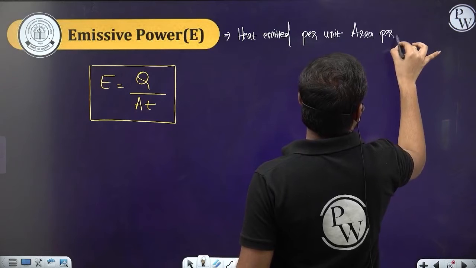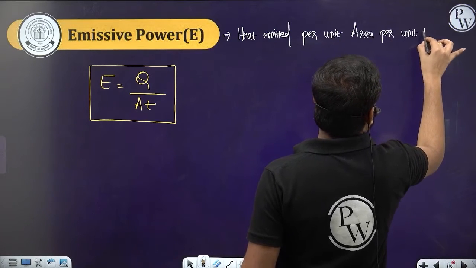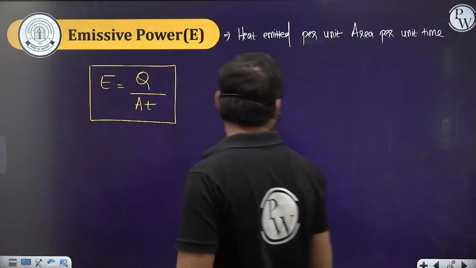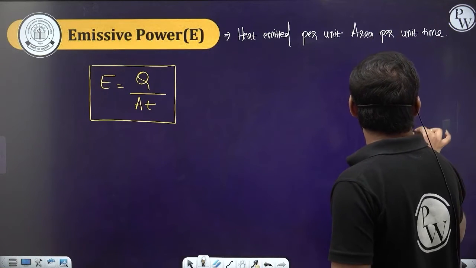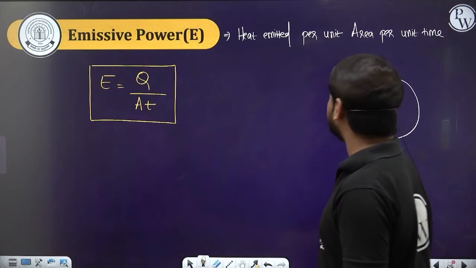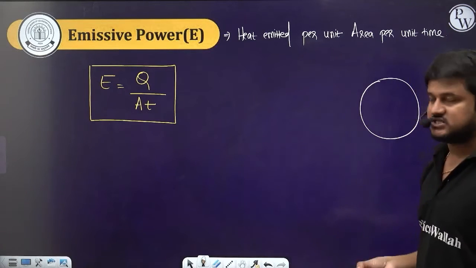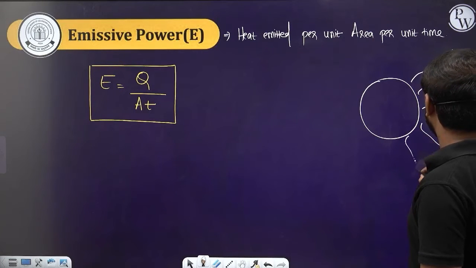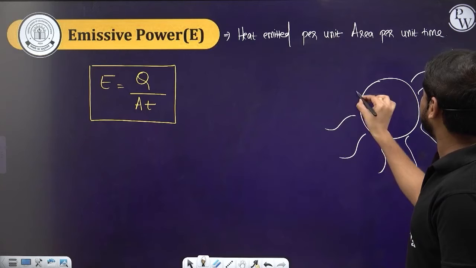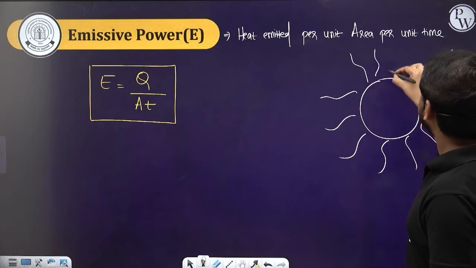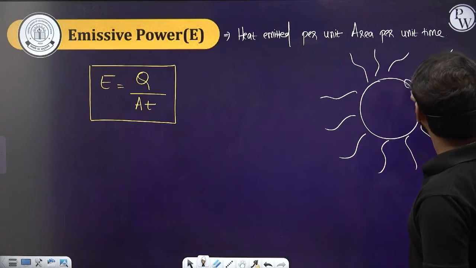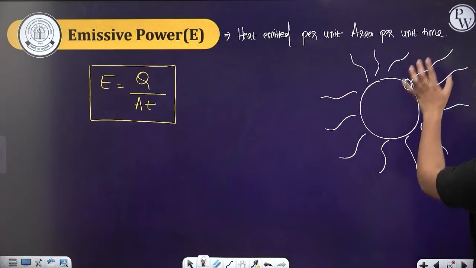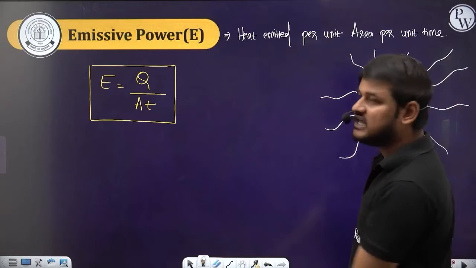The heat emitted per unit area per unit time is called the emissive power. Done, guys? Clear this part? Chal. Let's say I take a body, and this body is emitting some radiations like this. How much heat is emitted per unit area per unit time? In unit area, unit time, how much heat is emitted, that's called the emissive power.